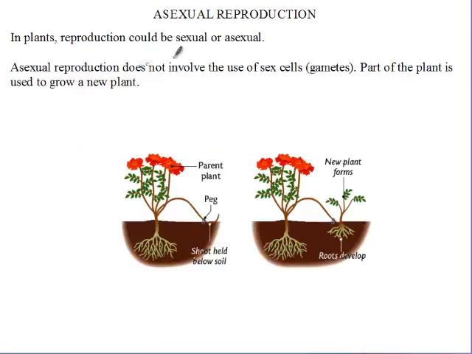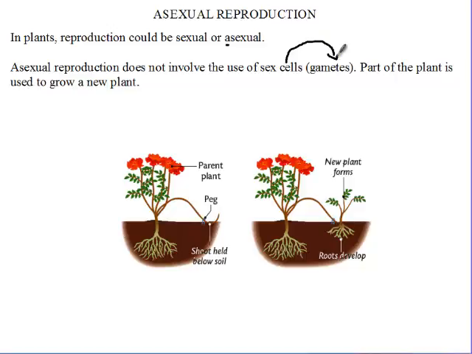In plants, reproduction could be sexual or asexual. This A in front of the sexual means not, so not sexual. Asexual reproduction does not involve the use of sex cells. Another name for sex cells is gamete.